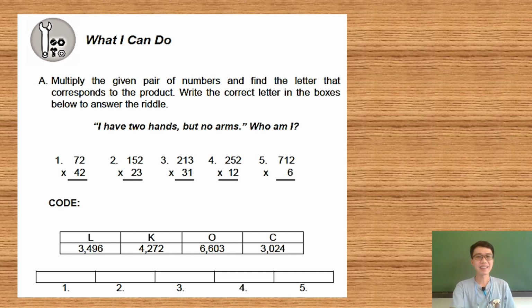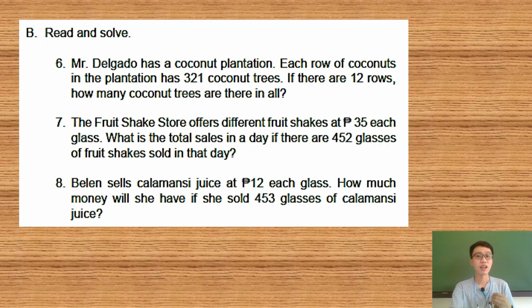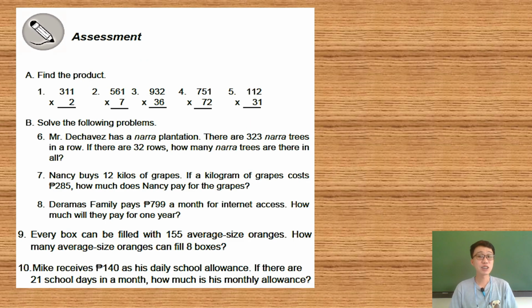Let's proceed to what I can do. For letter A, multiply the given pair of numbers and find the letter that corresponds to the product. Write the correct letter in the boxes below to answer the riddle. And for letter B, read and solve. I'll give you a few minutes to finish this activity. And to assess our lesson for today, do this activity.